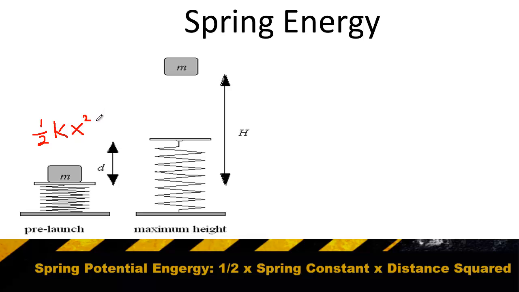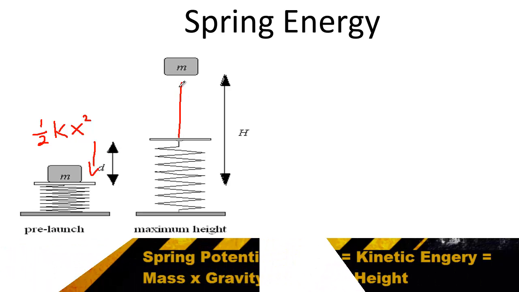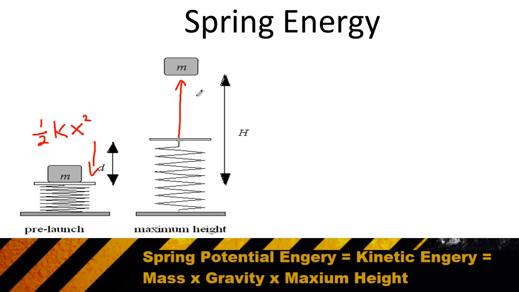So the spring gets compressed, and then the spring is allowed to expand. And when it expands, it moves an object quickly into the air. The object that is moved by the spring now has its own energy. Since it's moving, it has kinetic energy. And we measure kinetic energy with 1/2 times the mass of the object times the velocity squared.